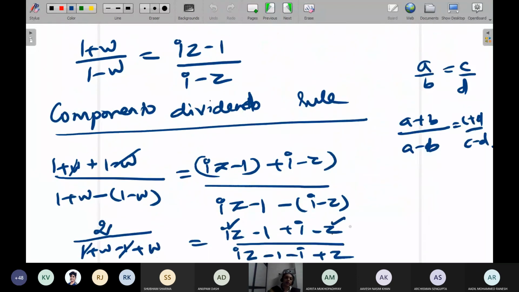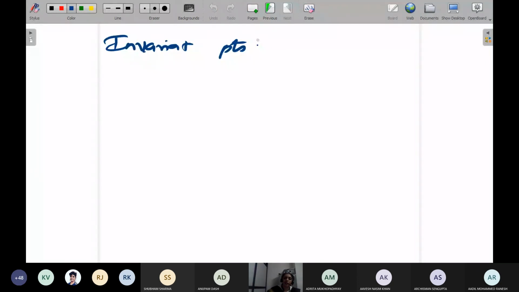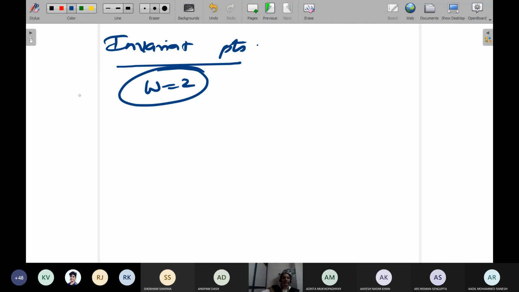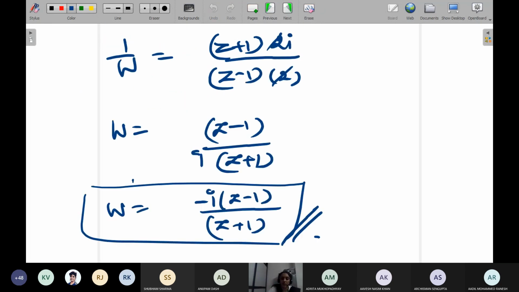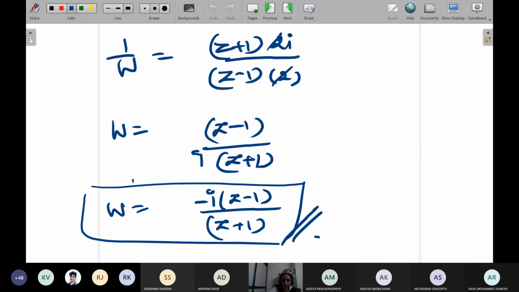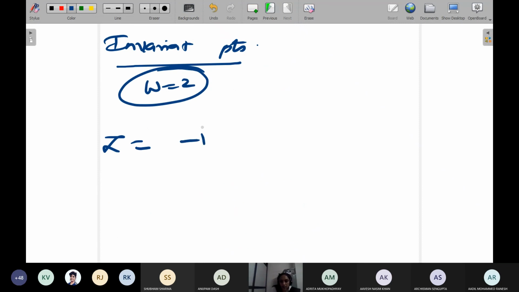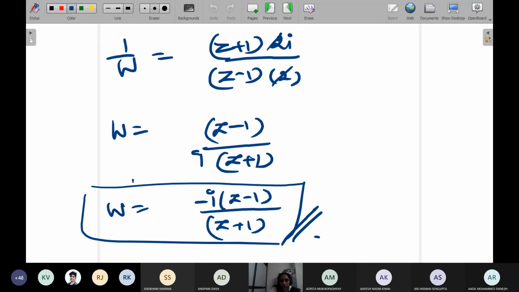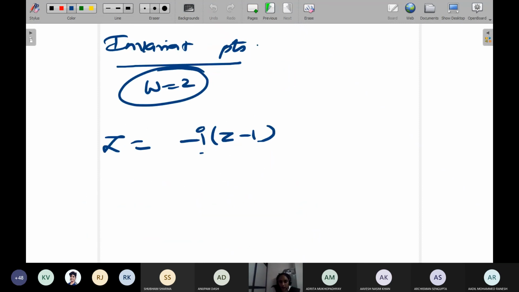Let me tell you here itself. What are your invariant points? Put w equals z, because the image of that point is itself. Then only we say that it's an invariant point. So in that case, in the place of w you'll replace it by z. Here you'll get z equals minus i into (z minus 1) divided by (z plus 1).